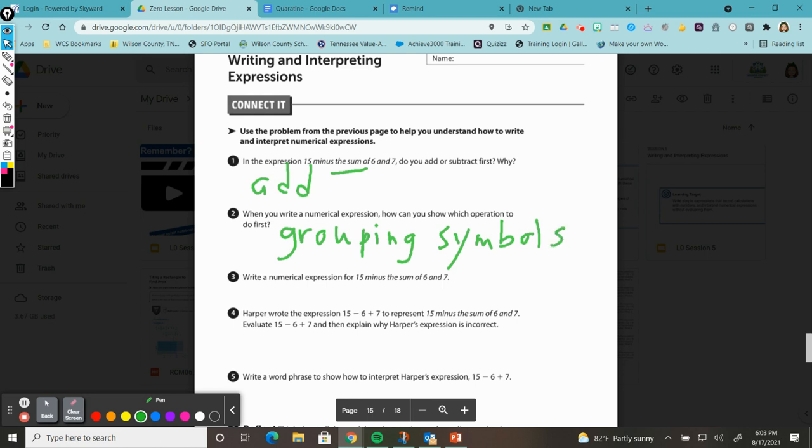And these are things such as parentheses, brackets, and sometimes you will see braces. So we can use those to tell that that operation should go first. So if we were writing the numerical expression for 15 minus the sum of 6 and 7, it would look like this.